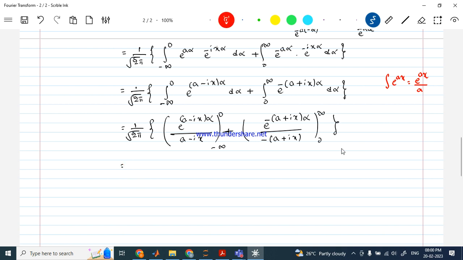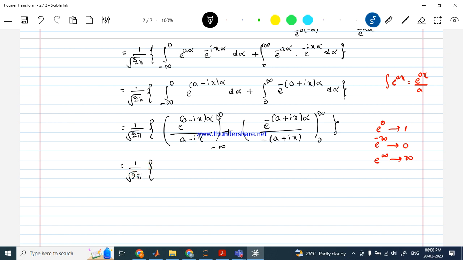So I've told you already, e power 0 is 1, e power minus infinity tends to 0, and e power infinity tends to infinity. Now let me see the cases we have here. The integration part is so simple.